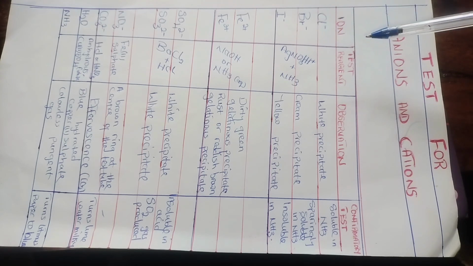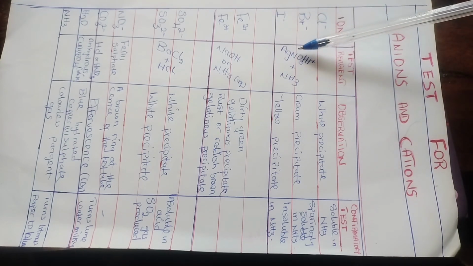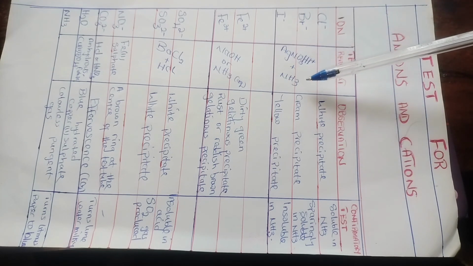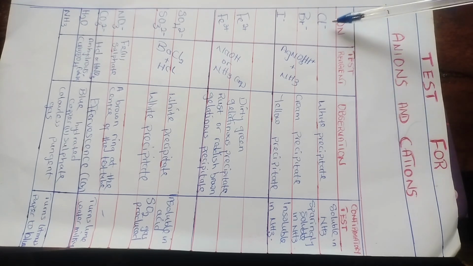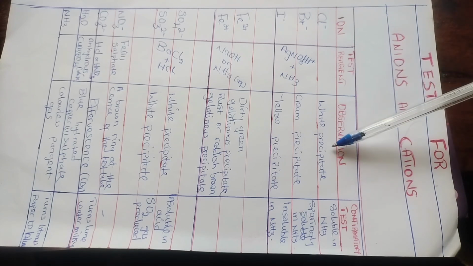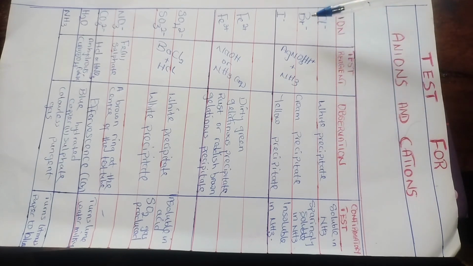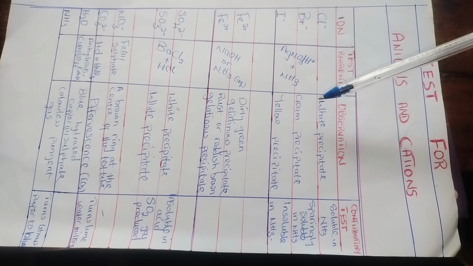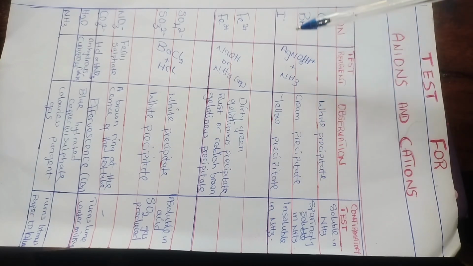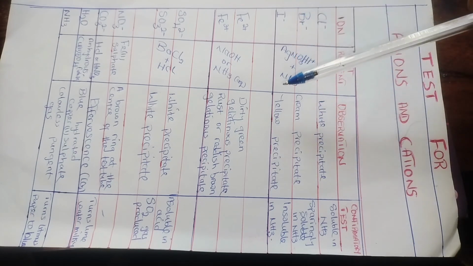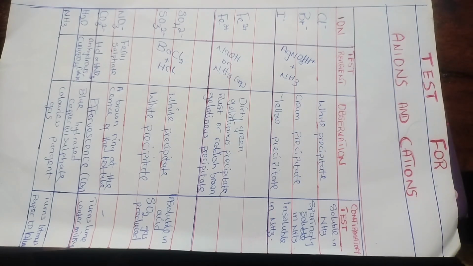Now, what reagent do we use to test for the presence of the halide ion in a compound? The reagent we use is acidified silver nitrate plus ammonia. When you add acidified silver nitrate to the test substance, and if chloride ion is present, we are going to see a white precipitate. If the bromide ion is present, we are going to see a cream precipitate. If the iodide ion is present, we are going to see a yellow precipitate.